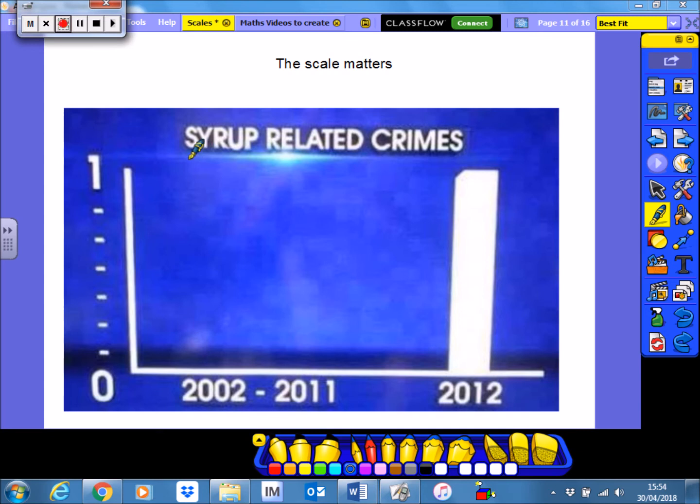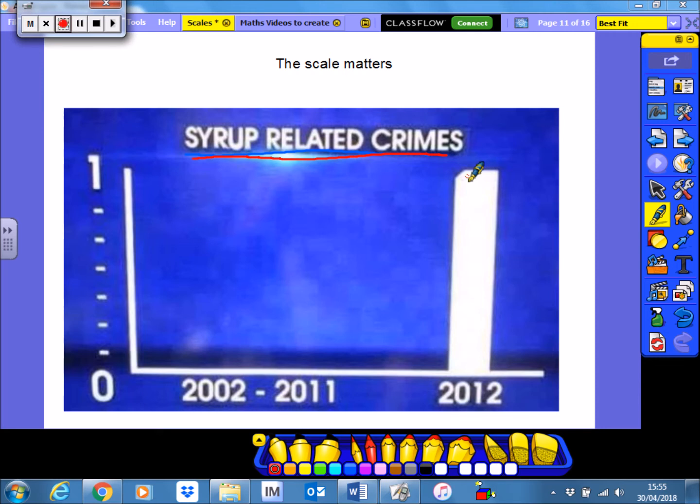So here we have a graph of syrup-related crimes. And we can see that between 2002 and 2011, there were no syrup-related crimes at all. So a 9-year period in which the world appeared to be syrup crime free. And then all of a sudden in 2012, we have this gargantuan spike in syrup-related crime. Obviously, syrup was suddenly in high demand, and syrup-related crime just took off at a rate of knots.